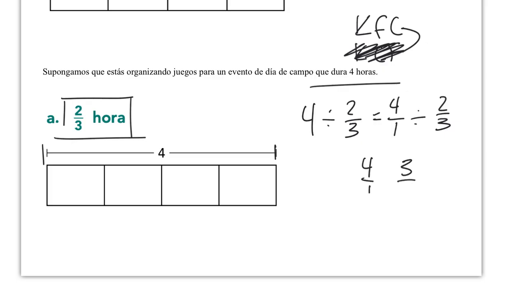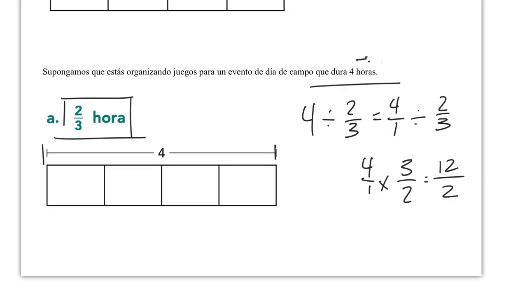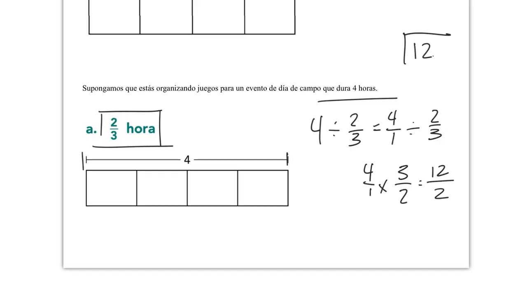So 3 and then a 2. And then I'm going to change the sign. 3 times 4 is 12. And then 1 times 2 is 2. Okay, so notice how our numerator is bigger than our denominator. And remember, the top number is our dividend. So we'll write 12, and then we'll do the 2, which is our divisor, on the outside.